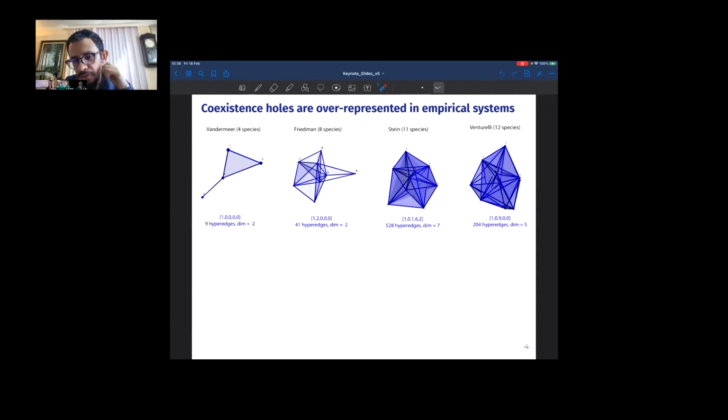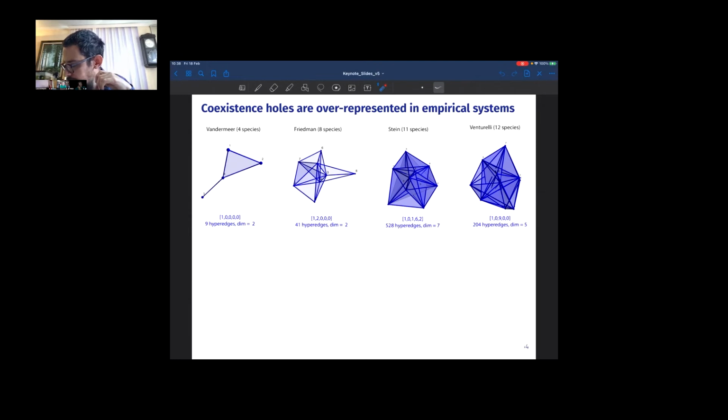Then this is, for example, what happens with Friedman. This is a system with 8 species. Again, something interesting that happens in this case is that the coexistence hypergraph is actually a simplicial complex. And it looks like a boat, somehow a falling boat. And what you observe, again, is that it has 1 connected component and 2 one-dimensional holes, and you observe some number of hyperedges and so on.